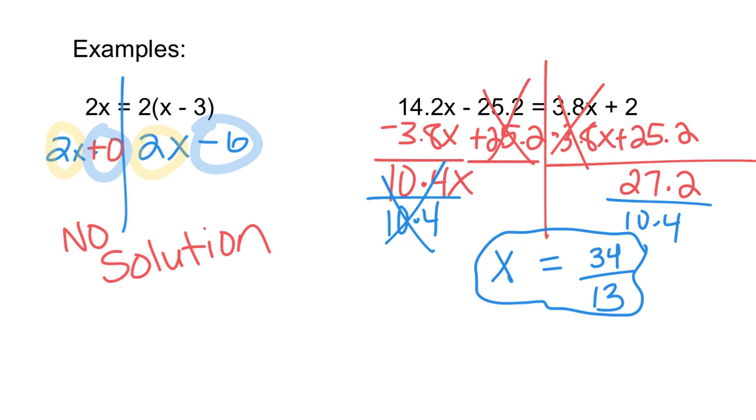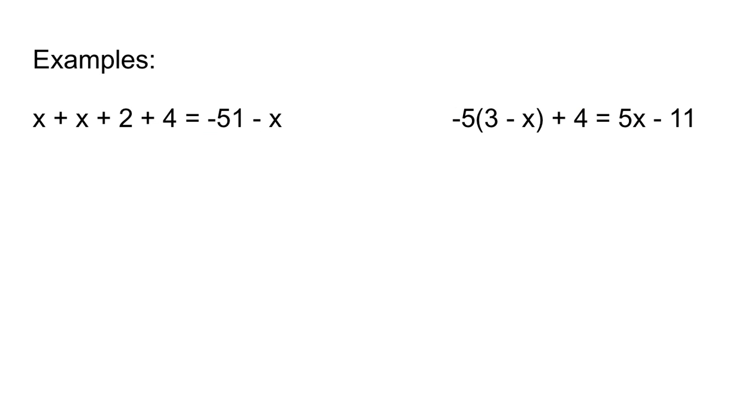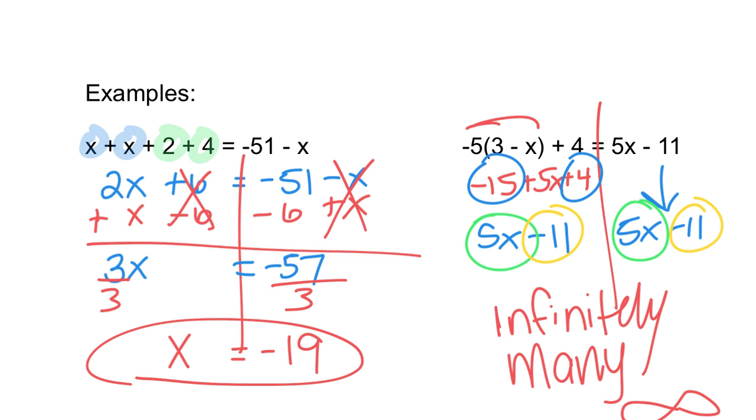All right, let's look at the next 2. Take a look at these and see if you got those right as well. So this one was pretty straightforward. You combine terms and then worked it out and you get negative 19. And then this one on the right side, you had to do distributive property and combine terms, and you get 5x minus 11, where we already had 5x minus 11 on the other side. So this is infinitely many solutions on that one too.